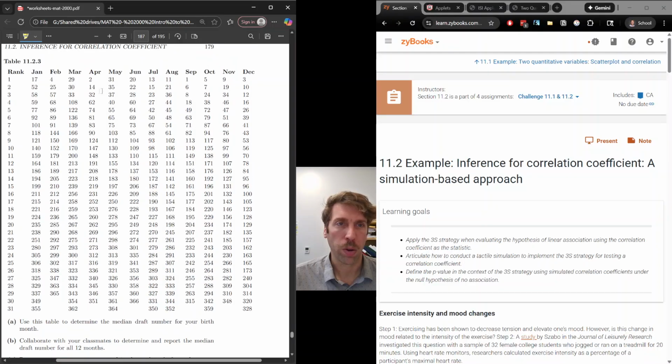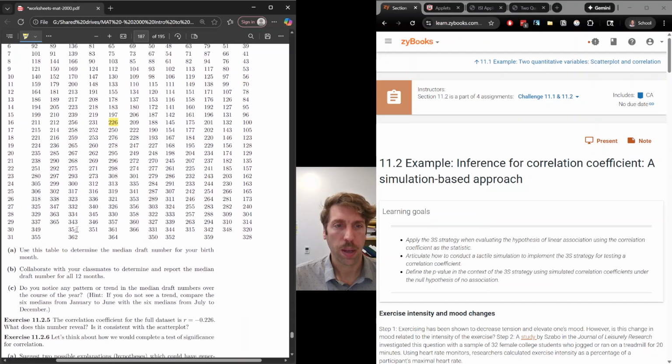So pick your birth month. I would pick May. May has 31 days, and so the 16th day is in between, because 31 is like 15 plus 1 plus 15. So the median draft day for my month would be right there in the middle, 226.